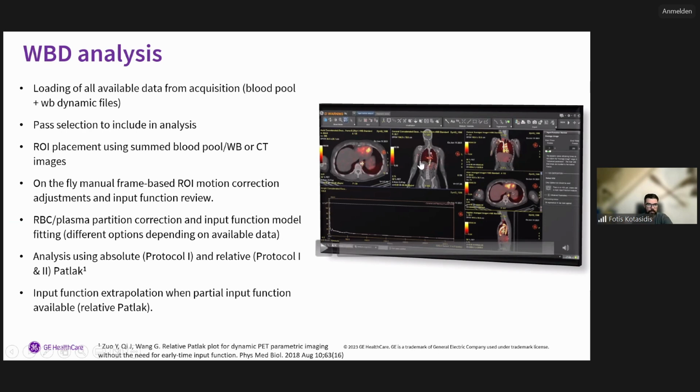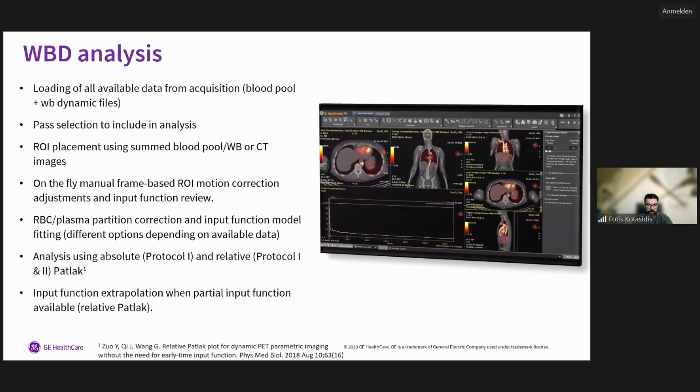In case the patient moves, you can also manually adjust the ROI in those frames where the patient moved, so you minimize the effect of patient motion on the input function. You can also do corrections for the red blood cell to plasma partition, and you can fit different models, different exponentials in the input function.